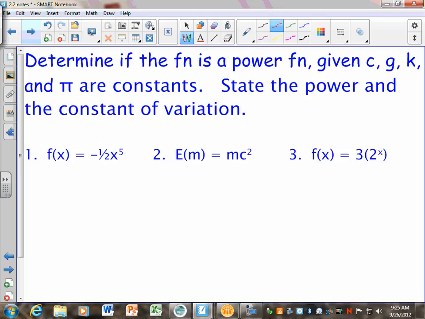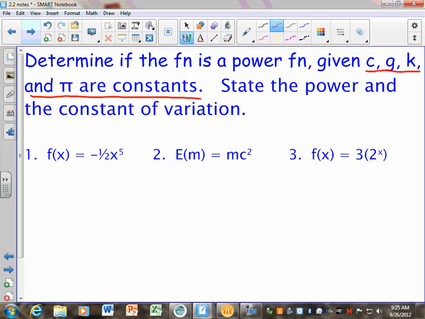This is the way your homework is written, so I use the same directions. It's up to you if you want to write them all down, but there are some important directions here. It says determine if the function is a power function. Notice that they tell you that c, g, k, and pi are all constants, which means those just represent some constant number. Obviously pi is a constant, but they throw in some other ones here.